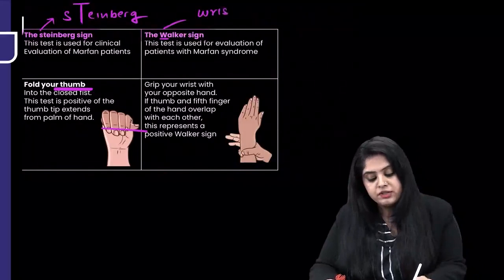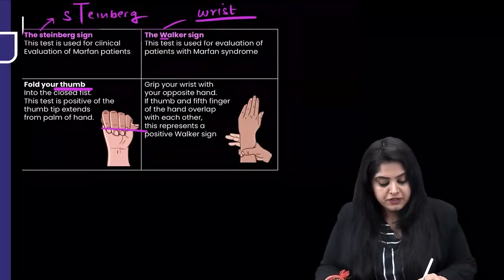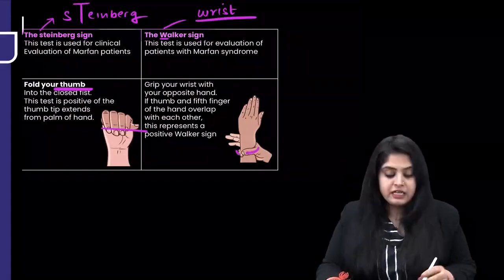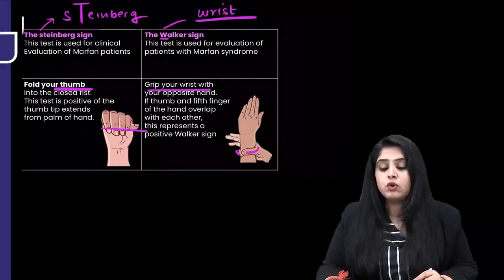W for W. Walker is the wrist sign. They can hold their wrist between their thumb and their index finger. So they are like very, very thin people. So they are going to hold their wrist with the thumb and the little finger. That is what the Walker sign is. So simple.